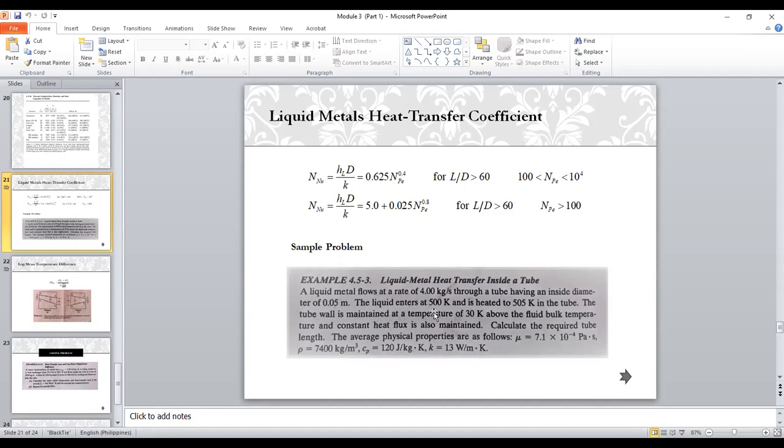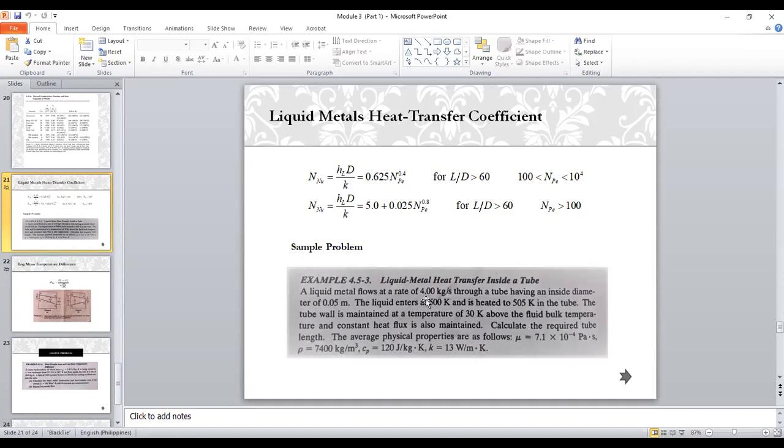So the liquid enters at 500 Kelvin, referring to this metal, and is heated to 505 Kelvin in the tube. So take note that this time, the liquid which already has high thermal conductivity is heated. So it's being heated from 500 to 505 Kelvin. The tube wall is maintained at a temperature of 30 Kelvin above the fluid bulk temperature.